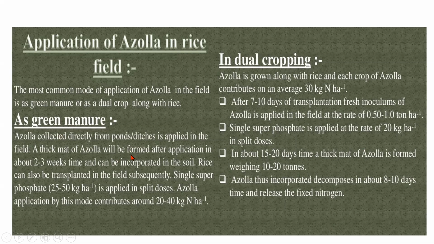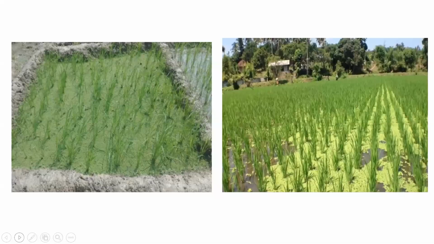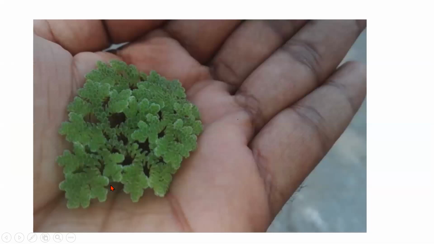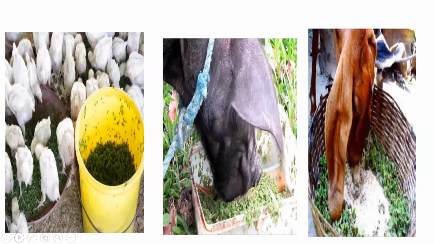Green manure is when, after the harvest of rice, the azolla is mixed with the soil. Before sowing the next crop, it is well decomposed in the soil and it is rich in nitrogen. So that is its use as a green manure. This is the dual cropping which you can see along with the rice, where the azolla grows in the soil. This is a good picture of azolla, Indian azolla.